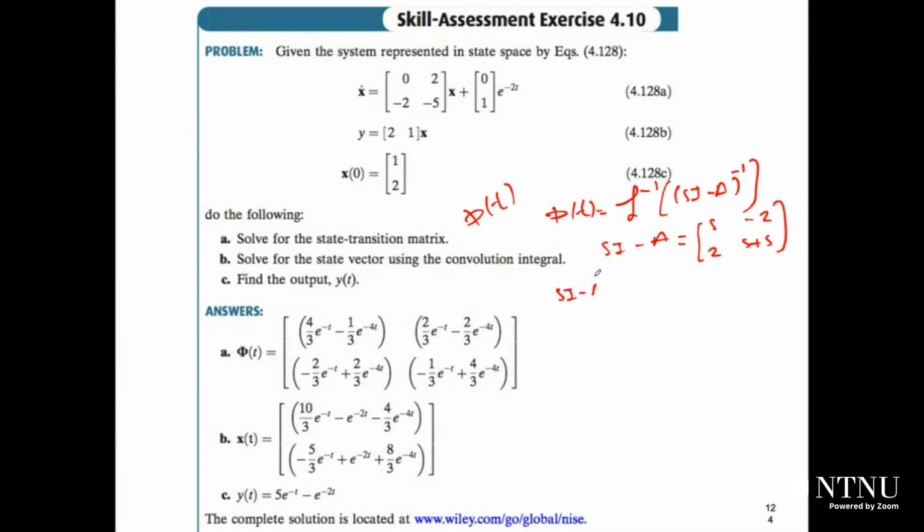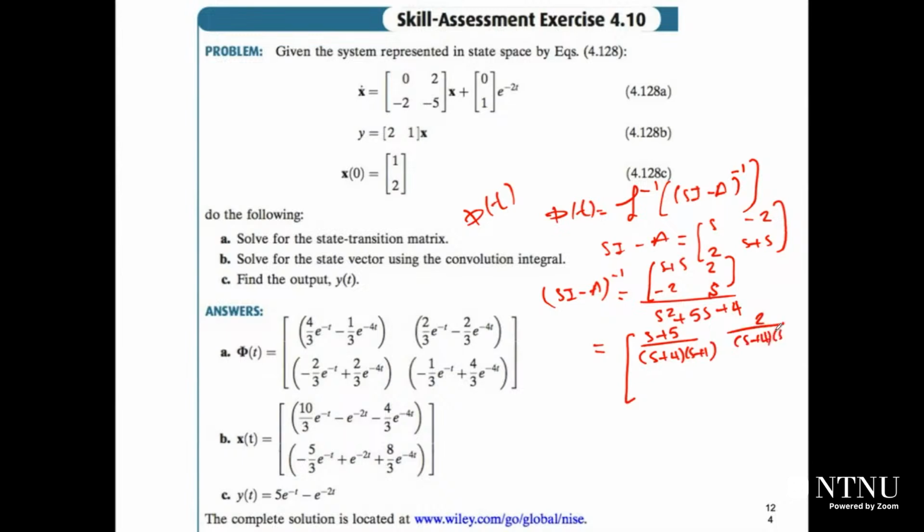We will get sI minus A inverse. So it will be something divided by s squared plus 5s plus 4. Here it will be s plus 5, 2, minus 2, right? So it will be s plus 5 divided by s plus 4 multiplied by s plus 1, 2 divided by s plus 4 multiplied by s plus 1, minus 2 divided by s plus 4 multiplied by s plus 1, and here s plus 5 divided by s plus 4 multiplied by s plus 1.